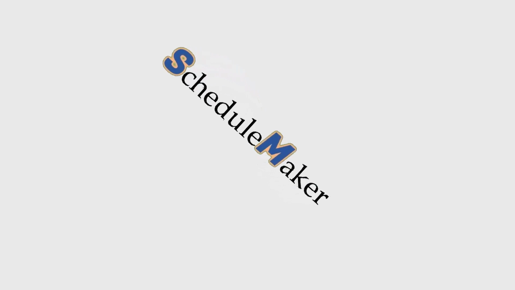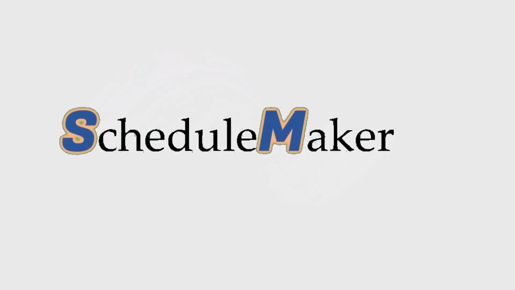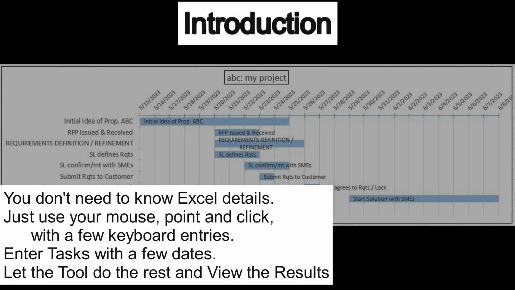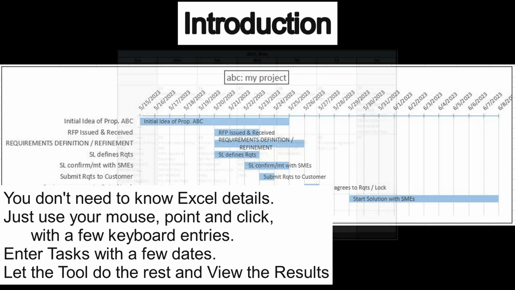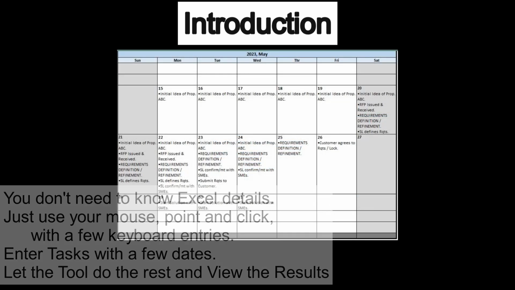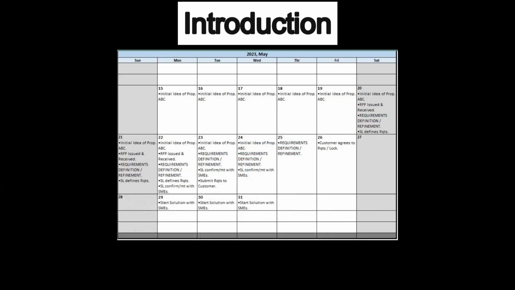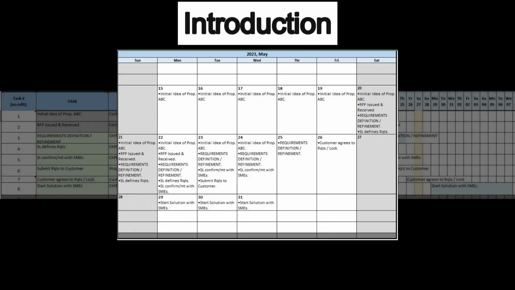Welcome to ScheduleMaker, a tool that creates graphical schedule formats for you. You simply enter your tasks with a few dates, and the tool creates the schedule. 3 schedules are created, a calendar-style view and 2 Gantt-style views. Any of the schedule formats can be shared with others by doing a copy-paste into other applications.